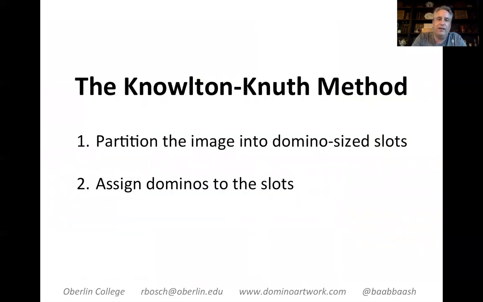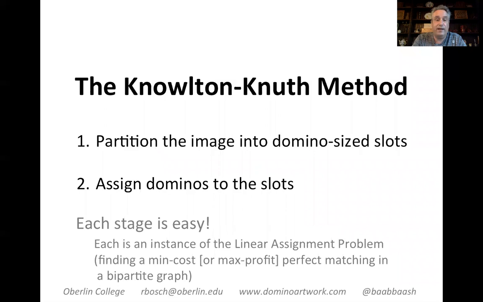So how did Ken Knowlton make domino mosaics? Well, the method that he used, which is also the method that Donald Knuth described in his book, The Stanford GraphBase, I'm going to refer to as the Knowlton-Knuth method. It is a method that has two phases, two stages. In the first, we partition the image into domino-sized slots, and in the second, we assign dominoes to those slots. Each stage happens to be easy.